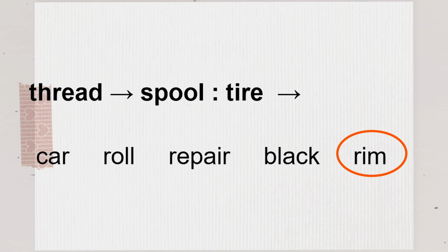A thread is on a spool. A tire is on a rim. In this case, the first word is an item that is stored or used on the second item.